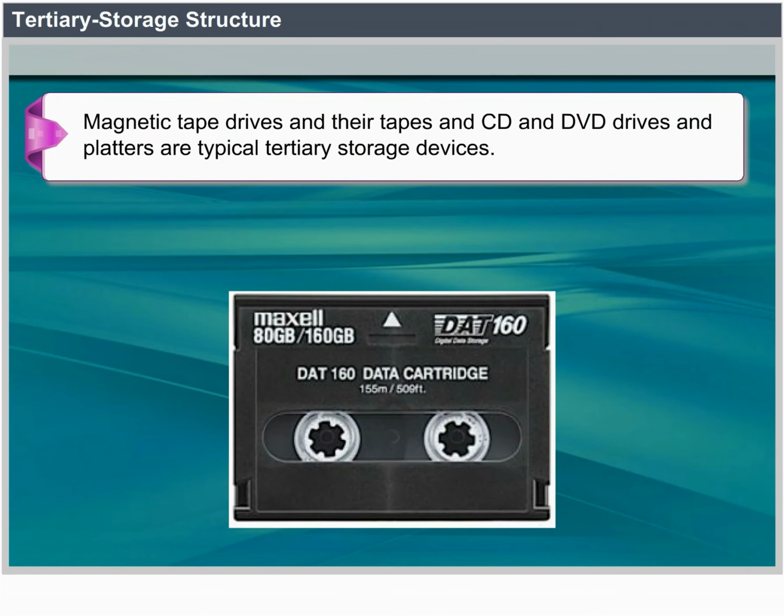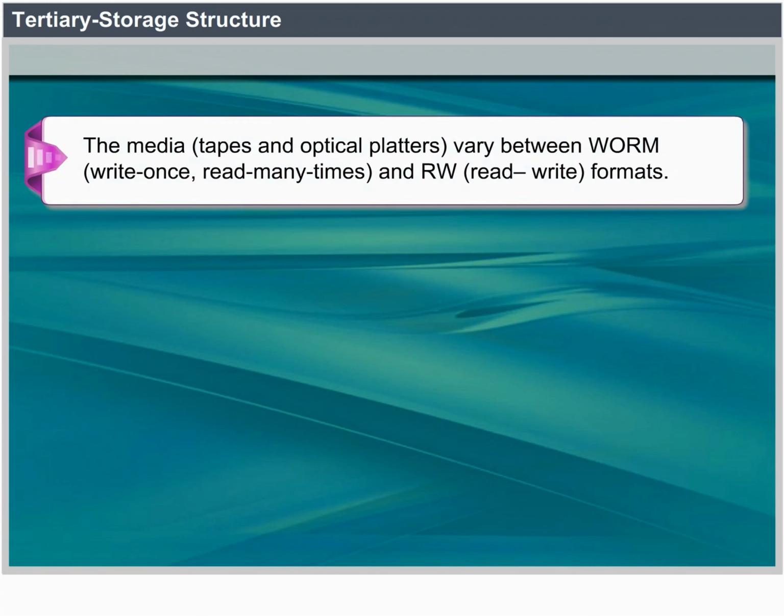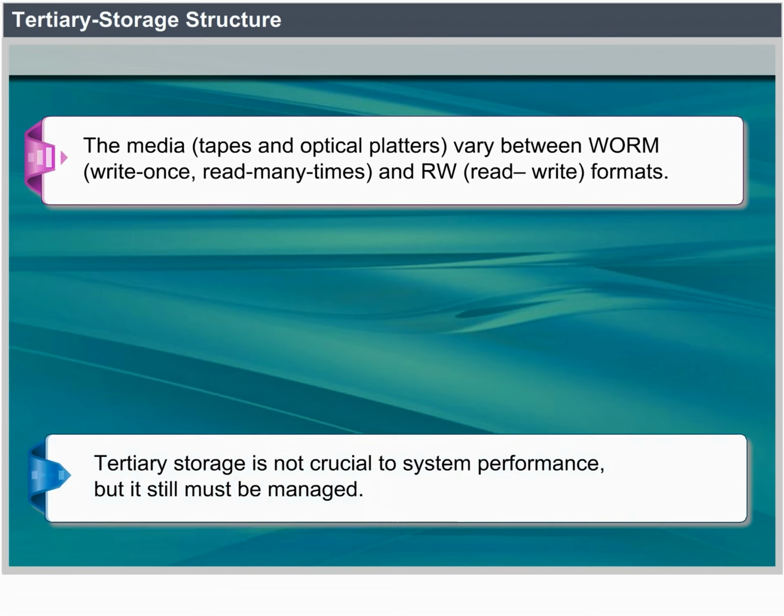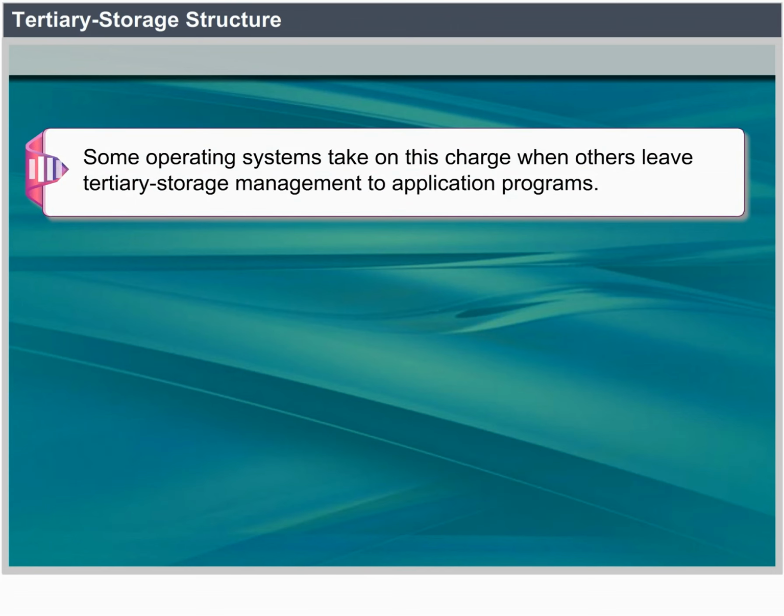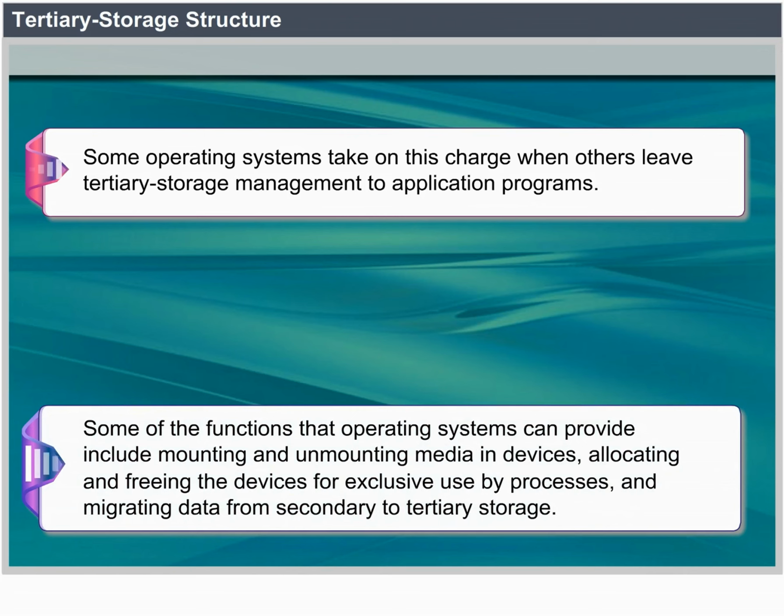The media, tapes and optical platters, vary between WORM, write once and read many times, and RW, read-write formats. Tertiary storage is not crucial to system performance, but it still must be managed. Some operating systems take on this task while others leave tertiary storage management to application programs. Some of the functions that operating systems can provide include mounting and unmounting media in devices, allocating and freeing the devices for exclusive use by processes, and migrating data from secondary to tertiary storage.